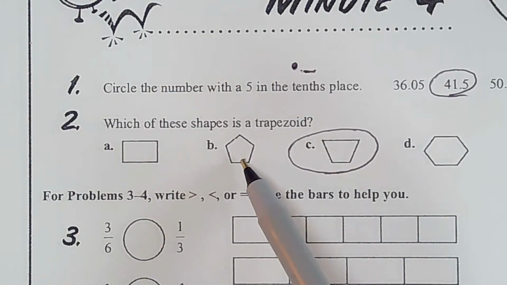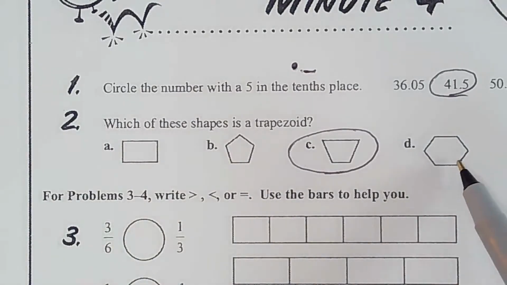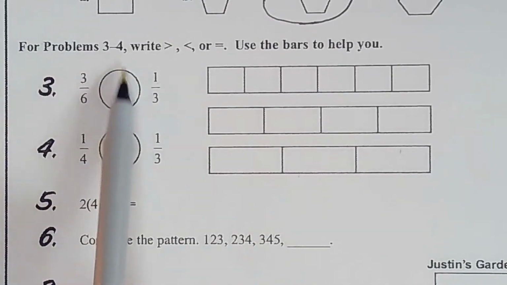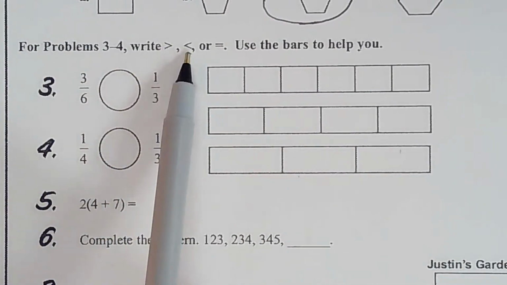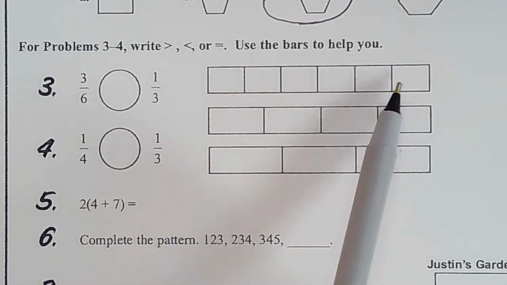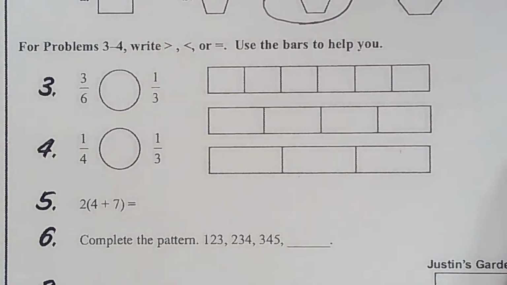This is a 5-sided shape. It's called a pentagon. And this is a 6-sided shape. It's called a hexagon. Number 3, it says for problems 3 and 4, to write greater than, less than, or equal to, and use the bars to help you. So you didn't have to use the bars. This was something that you could do if you needed some extra help.